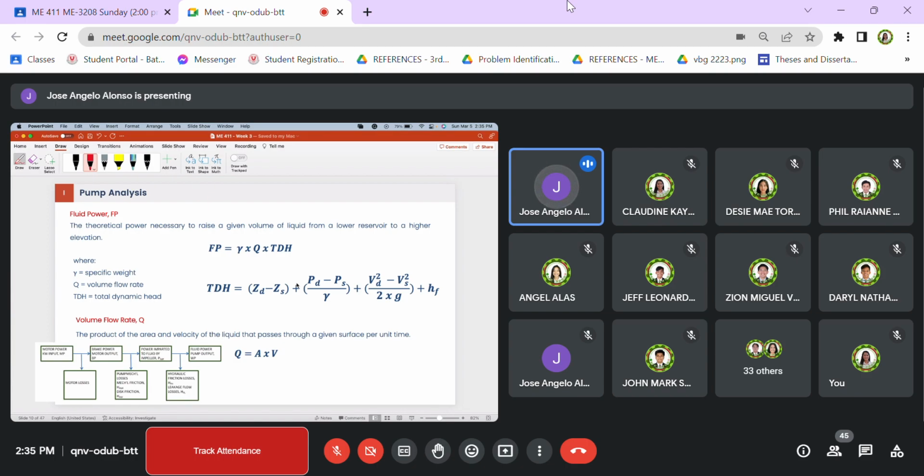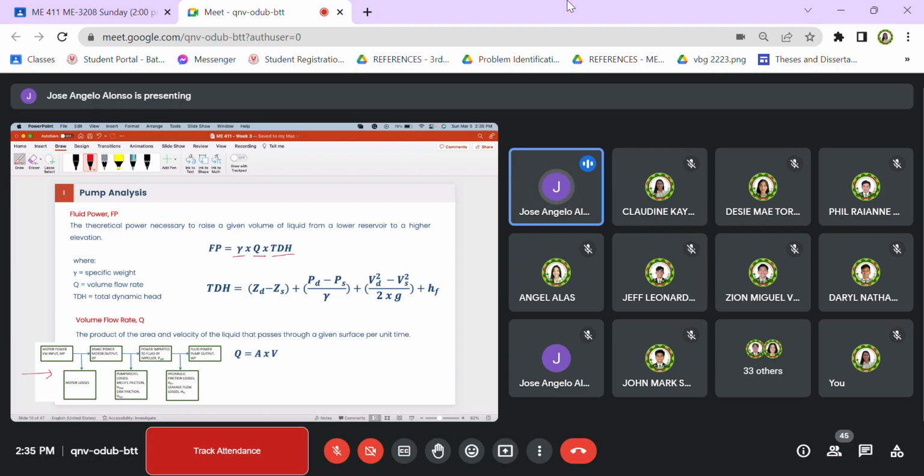So, fluid power, based from our energy flow kanina. So, pinis ko lang siya dito. Ang fluid power natin, it will be the pump output na tinatawag. Related nga siya sa total dynamic head kasi yung equation to get the fluid power is the specific weight multiplied by the volumetric flow rate.